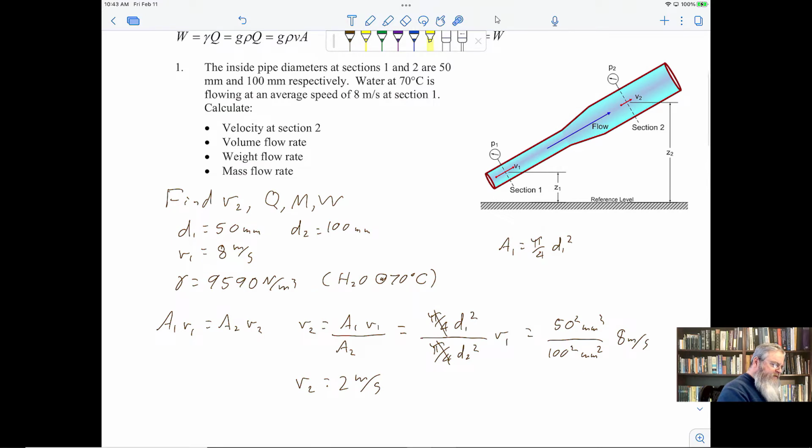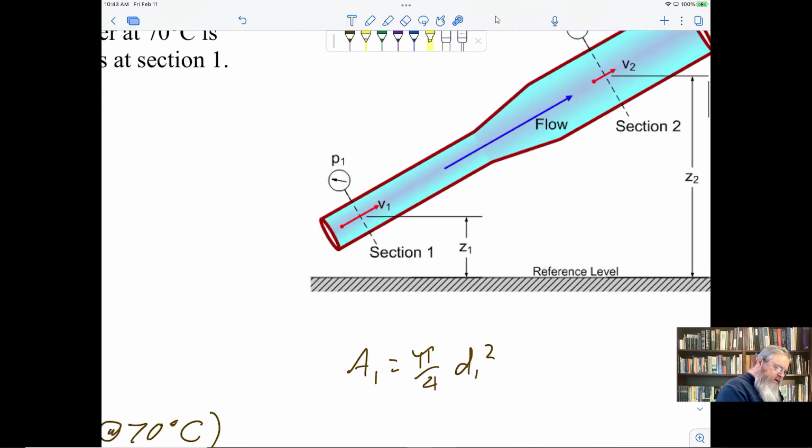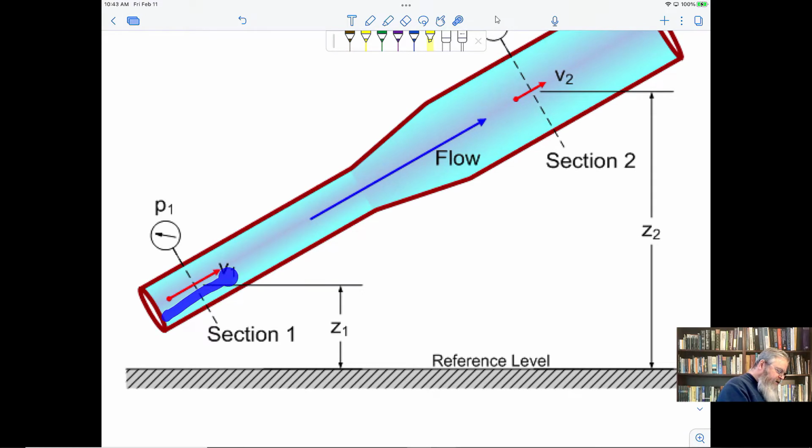Fair enough. The flow through here is fast, 8 meters per second, because the pipe is skinny. Up here, the pipe gets fat, and the speed goes down. Hey, look at that! Look at that big, long velocity vector here, a little shorter one here. Well, that's kind of what happens, eh?